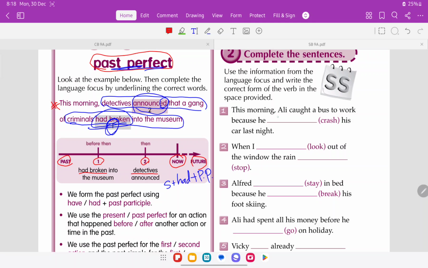Now the first one that we have. The first action is Ali caught a bus to work. This is the first action. The second action that we have in the sentence is he crashed his car last night. So what happened before the other?